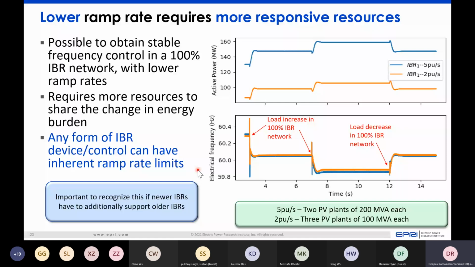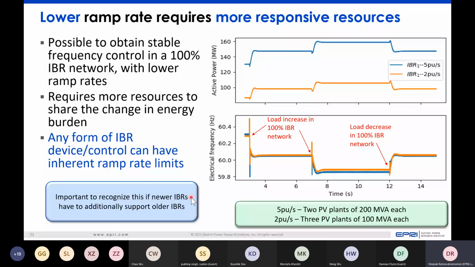And this kind of a criteria is important to recognize as we are planning a new system, as we're getting more resources, because if legacy inverter-based resources do not provide any kind of response, then there is additional burden on the new inverter-based resources to provide the response. And if they are not capable, then you need more newer inverter-based resources to take upon that burden to meet the same system. And the same thing translates to voltage control also.